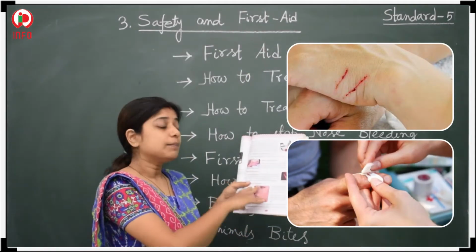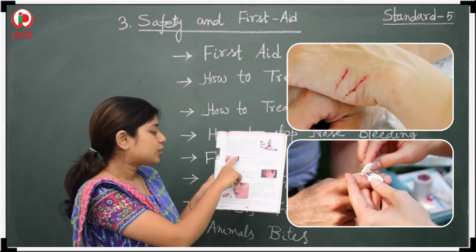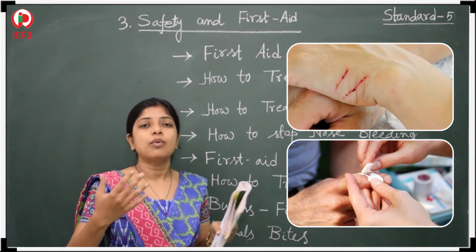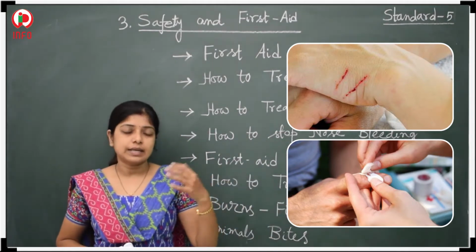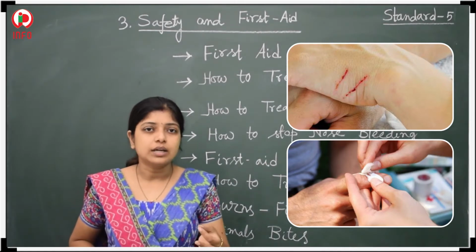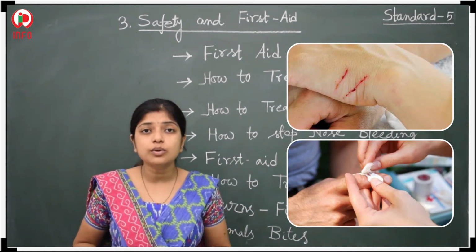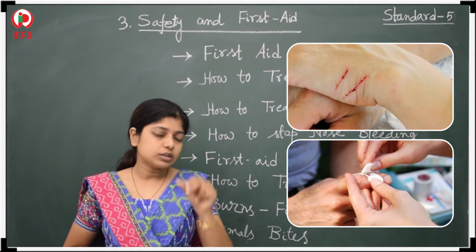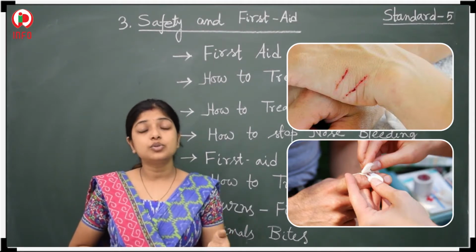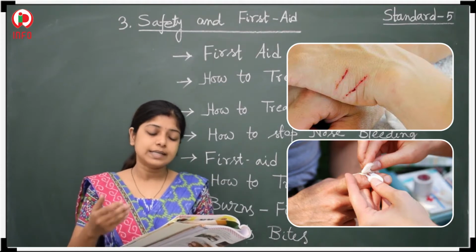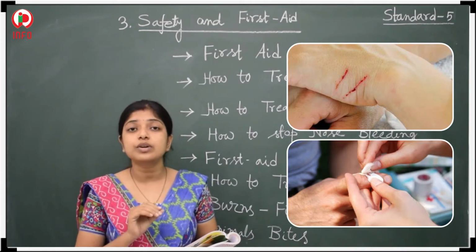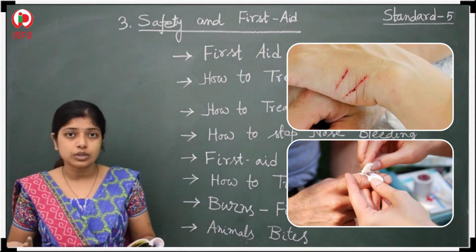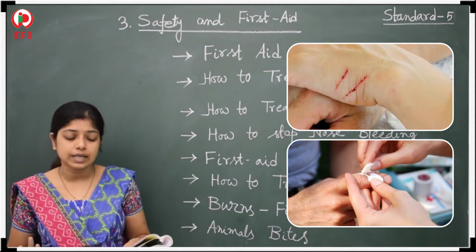Have a look at the picture. This is a picture of a hand showing a minor cut. If any body part gets a little cut, what should you do? You should first clean it with cotton soaked in Dettol or Savlon. First you should clean that part.